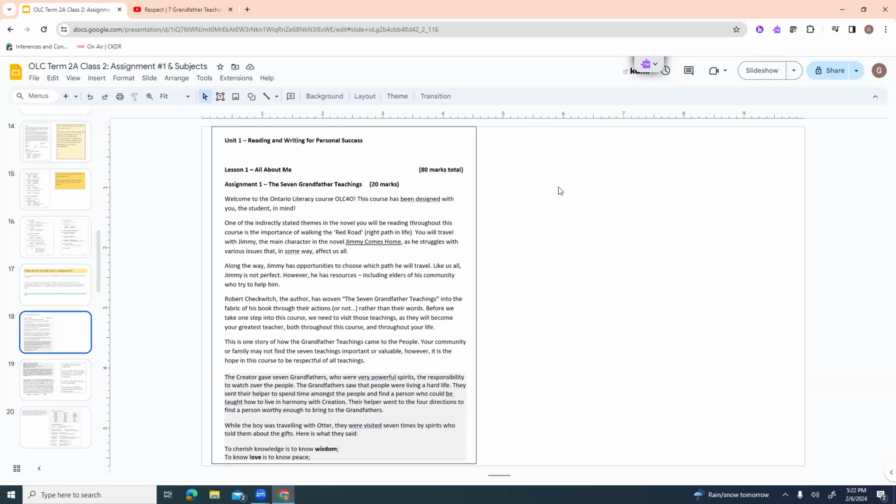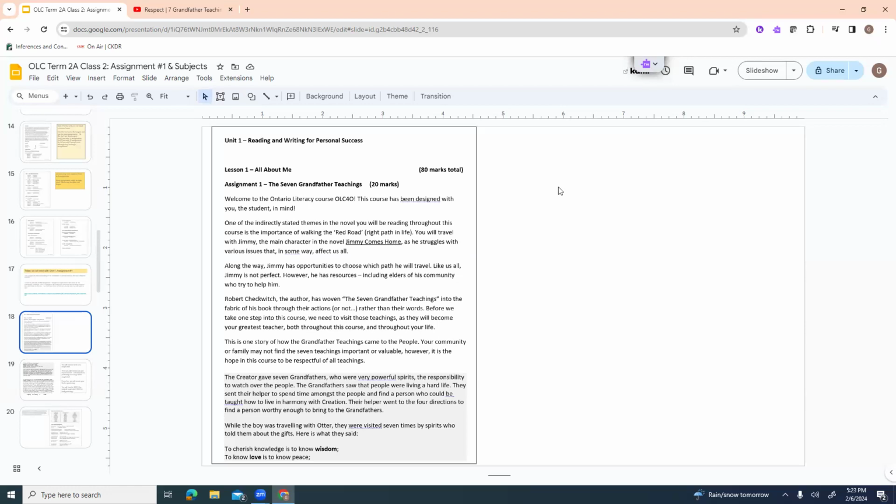Along the way, Jimmy has different opportunities to choose which path he's going to travel. And like all of us, Jimmy is not perfect. However, he's got different resources, including elders of his community who try to help him. Robert Checkwich, the author, has tried to weave the 7 grandfather teachings into the fabric of the book through the characters' actions. They don't talk about it so much, but they show it through their actions rather than their words. So before we step into the course, we're going to just visit those teachings as they become your greatest teacher throughout the course and throughout your life.